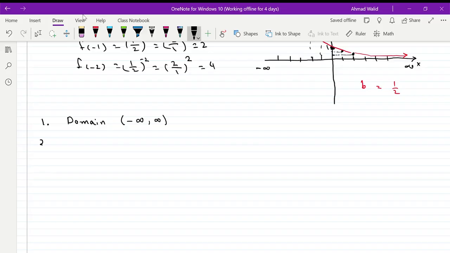Number 2, range. As you see in both graphs, the range of exponential functions is always 0 to infinity. When I'm saying 0 to infinity, it means I will never cross the x-axis, but I'll come really, really, really close to the x-axis, but I cannot intersect the x-axis. Correct? Number 3.